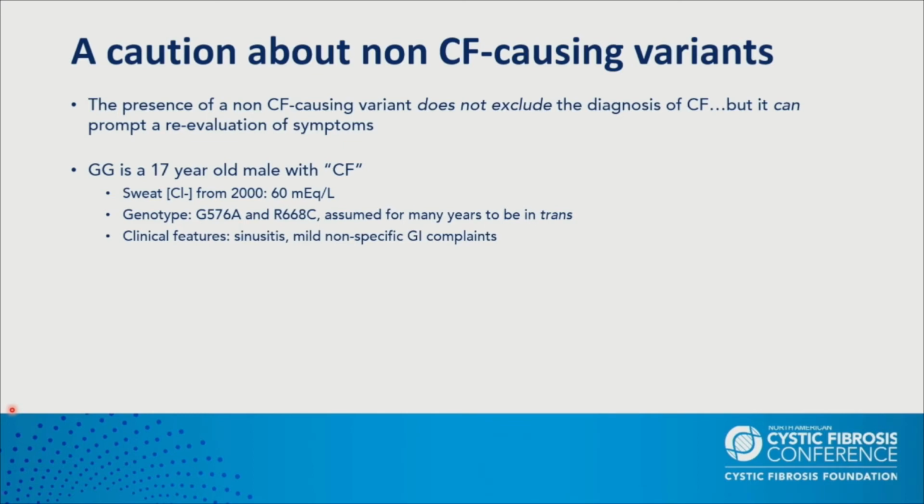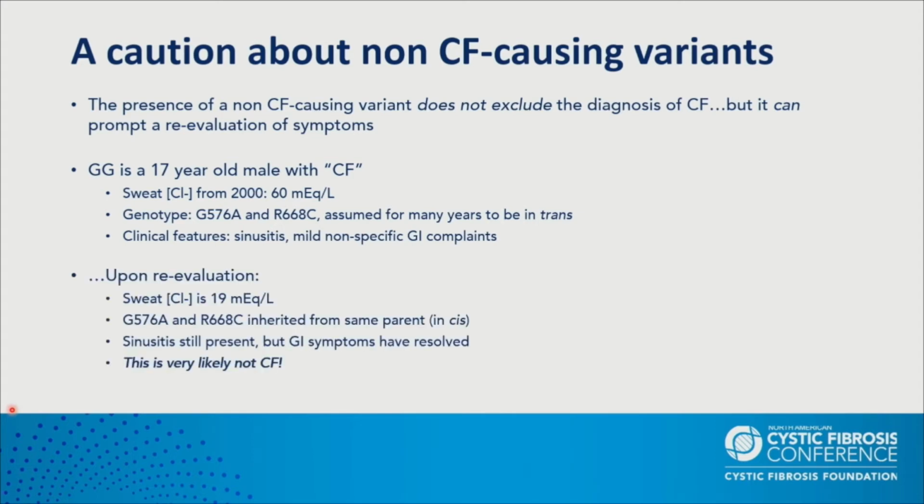So he shows back up and somebody says, let's reevaluate, because both G576A and R668C don't cause CF. So you re-sweat him and it turns out his sweat is normal. It turns out his two variants are actually inherited from the same parent, so they're together in the same copy of CFTR. He doesn't have anything in his other CFTR gene. He's still got some sinus disease, but his GI symptoms have resolved. He probably just doesn't have CF.